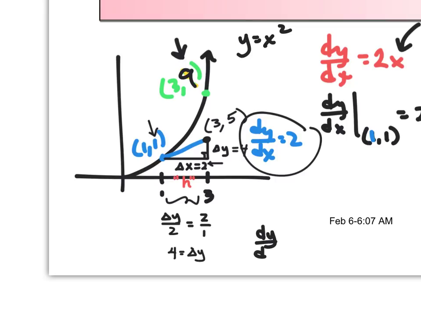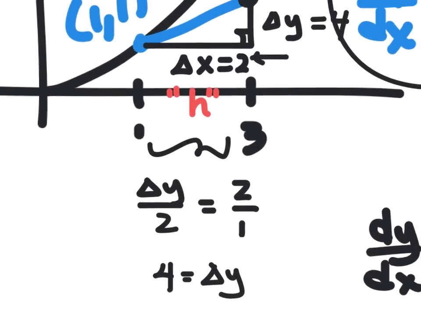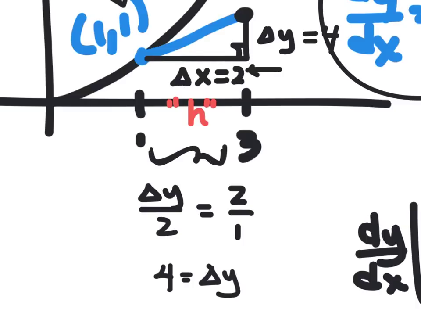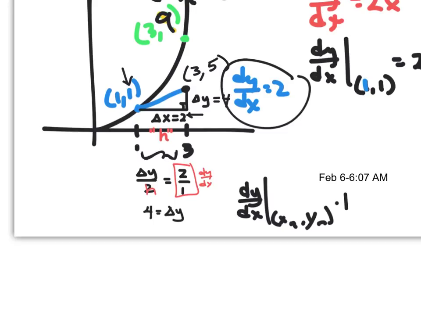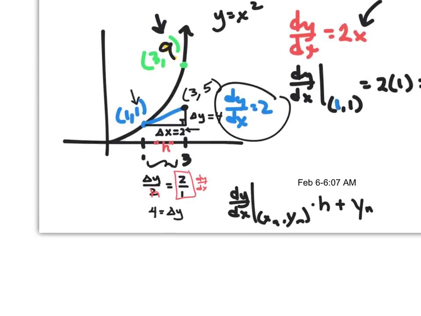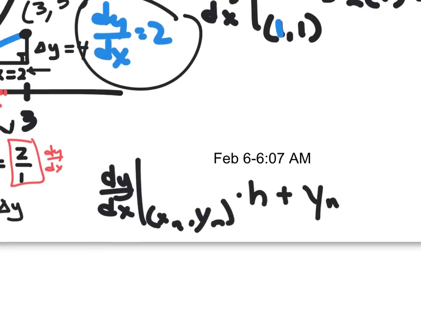We took dy dx, evaluated at our initial point, x sub n, y sub n. We took that and multiplied it by this change in x, our h value. This right here is really h, or change in x, and this right here is dy dx. So we multiplied dy dx times h, and then we added it to the previous y value. Our previous y value in this case was this 1 right here, and that gave us our next y value.